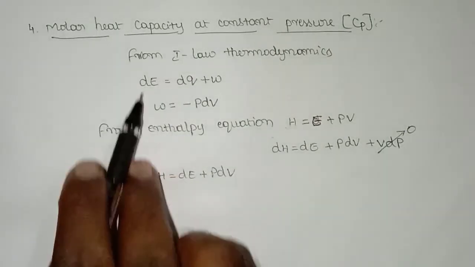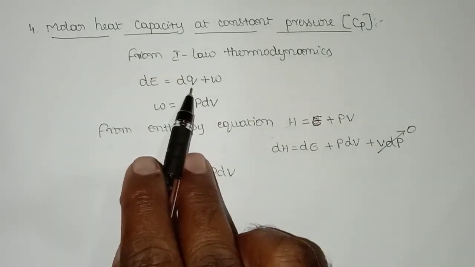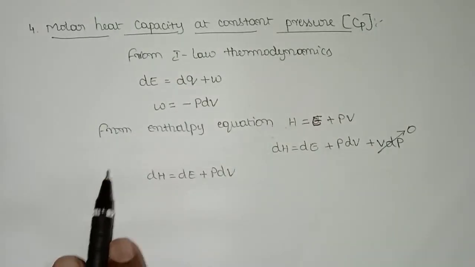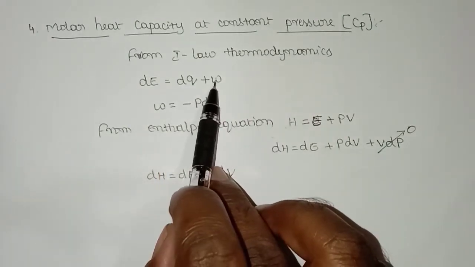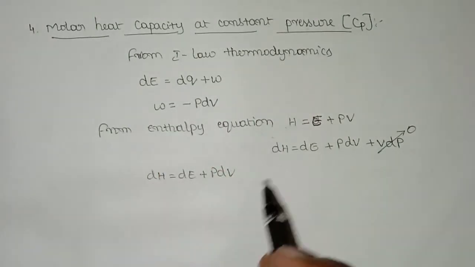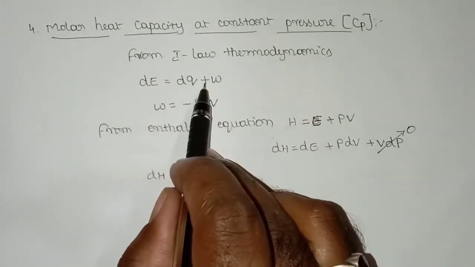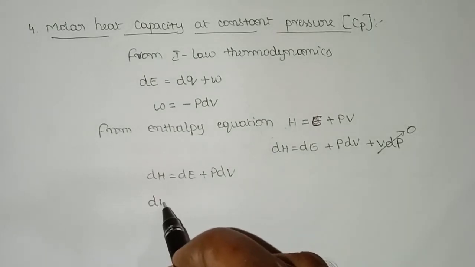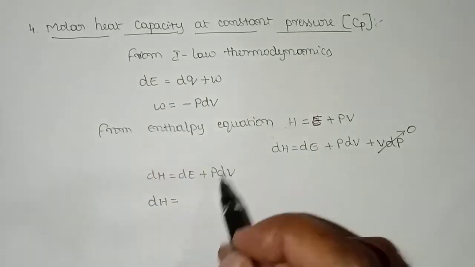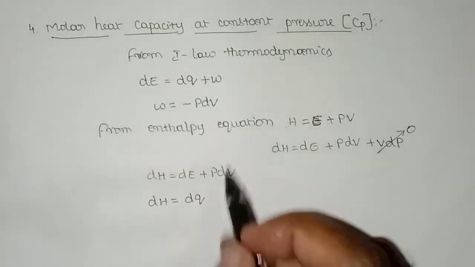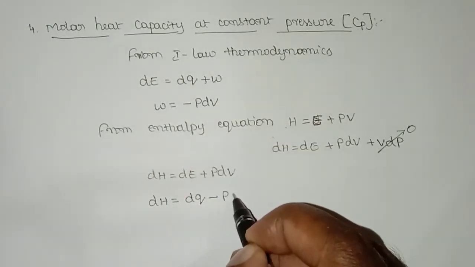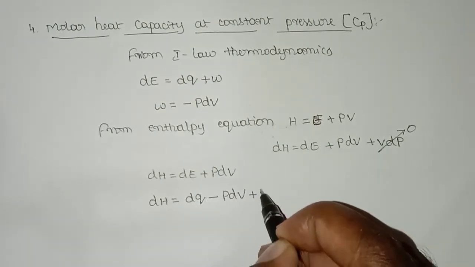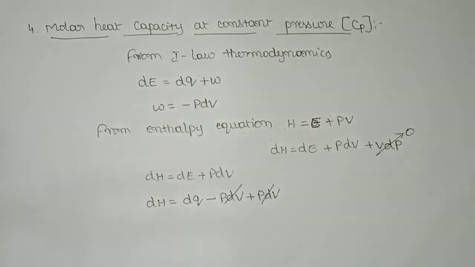Here we have the value of dE, that is the change in internal energy, dQ plus W. And we have the value of W as minus PdV. By introducing the value of W and the value of dE in this equation, the whole equation turns to dH is equal to dQ, in place of W minus PdV, and here we already have plus PdV. So both the terms get cancelled. The remaining term will be dH is equal to dQ.